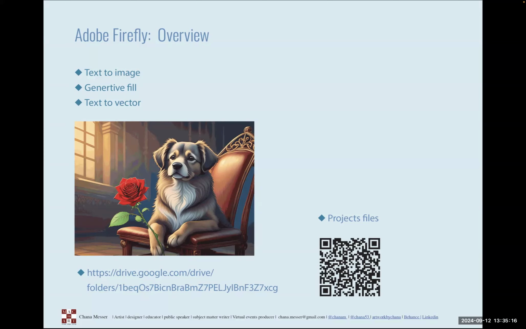Okay. Here are the project files over here. You can scan it, and if you got it, you have it already. And this is the Adobe Firefly overview. We're going to look at text to image, maybe generative fill, and text to vector, which we're going to go in and look at as vector design, and that's in Illustrator.